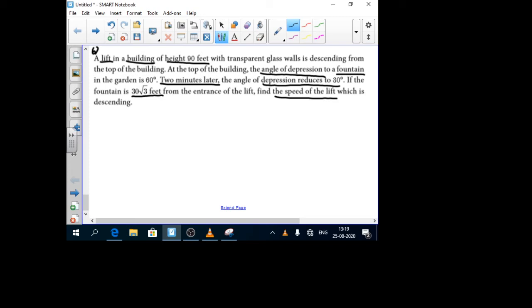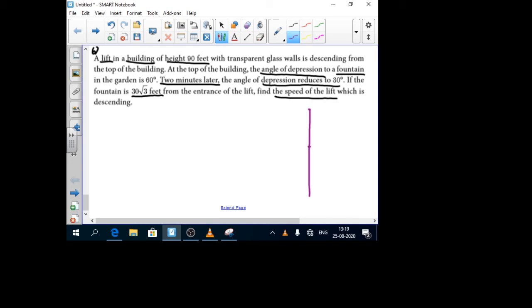Speed we know, distance by time taken. Here distance is given as 30 root 3. Time taken is 2 minutes. We have to find the distance. So now I am going to draw the diagram. First, this is the building. From the top of the building.